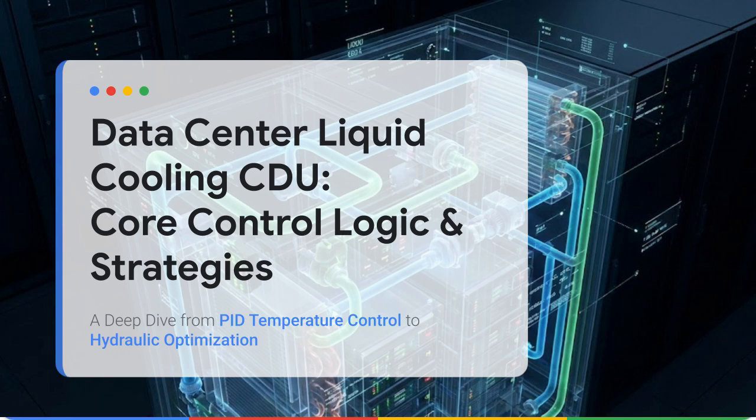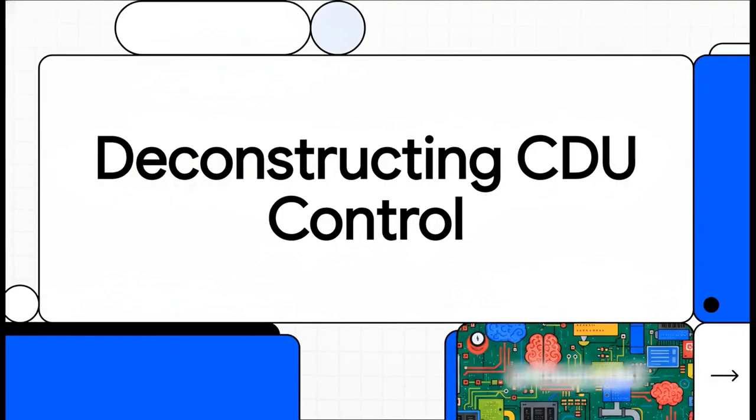Welcome everyone. Today we're going to deconstruct the intelligent brain behind modern data center cooling. That's the control logic of the coolant distribution unit. We're going to break down exactly how these systems think, how they decide, and how they act to protect billions of dollars in IT hardware.